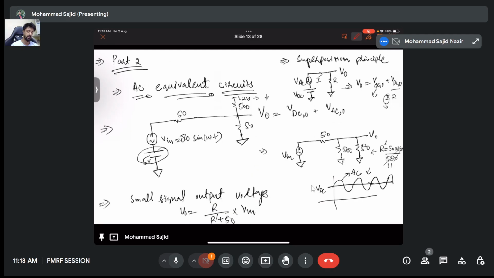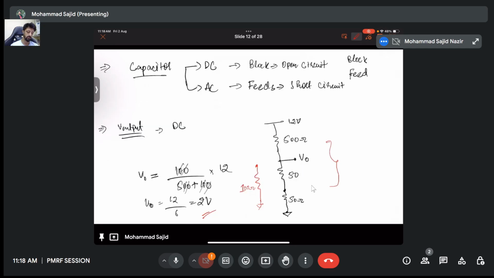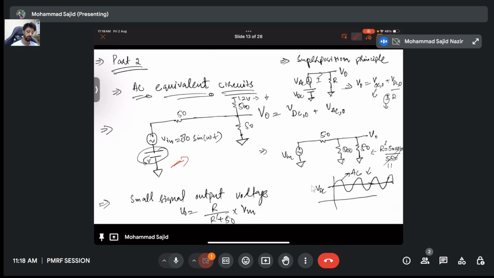Now part 2 is AC. The question said that for the input frequency, the capacitor is short. So that's why I shorted it here. So we can get the circuit like this, and in parallel there is also a capacitor, so it will also act as a short. So it will bypass the 50 ohm resistor. So that's why there is only 50 ohm, and then, as you saw previously, there was a 100 ohm. So this is the equivalent circuit.